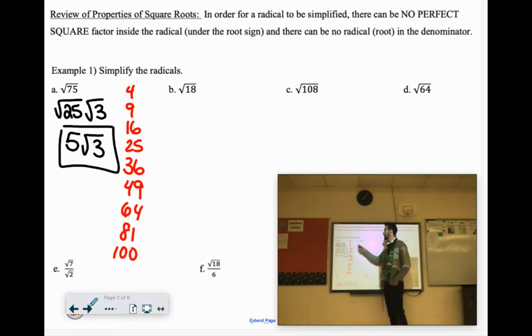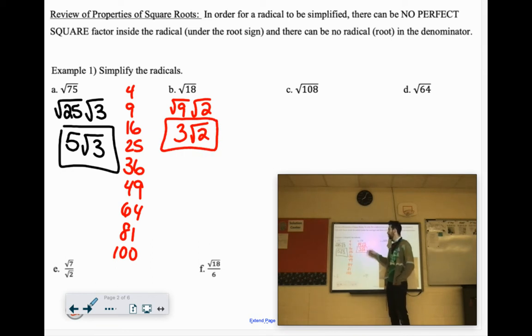So 18 is 9 times 2. So root 9 times root 2. Square root of 9 is 3. 3 root 2. Now we're just taking the positive roots at the moment, but when we're actually solving equations, we're going to take the positive and negative roots. So we would say 3 root 2 and negative 3 root 2. Or you can say plus and minus 3 root 2. We'll get there.